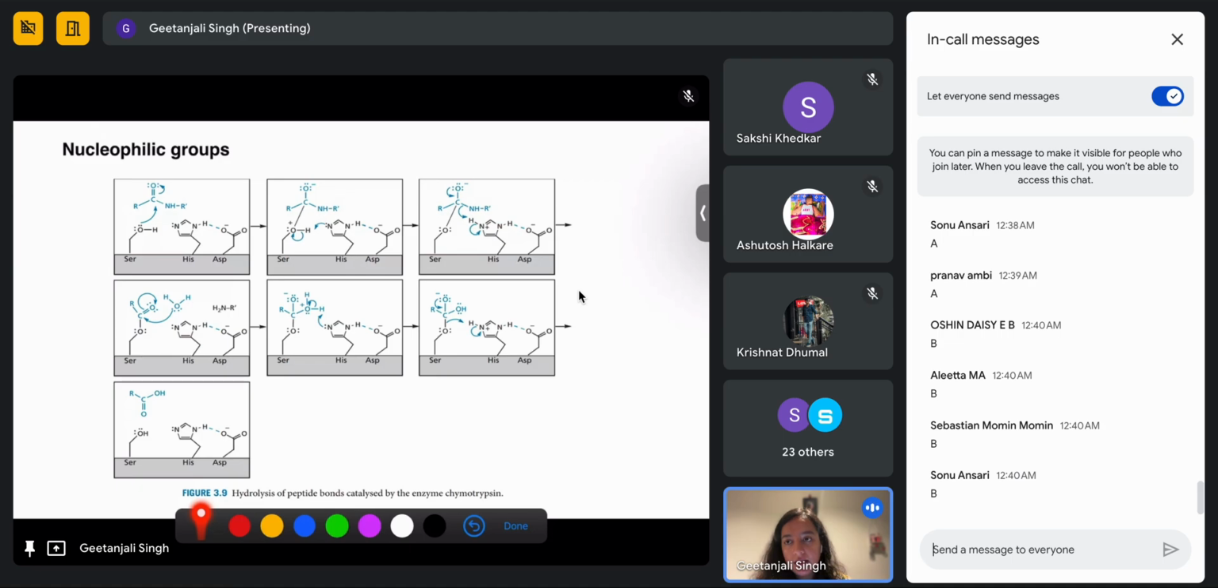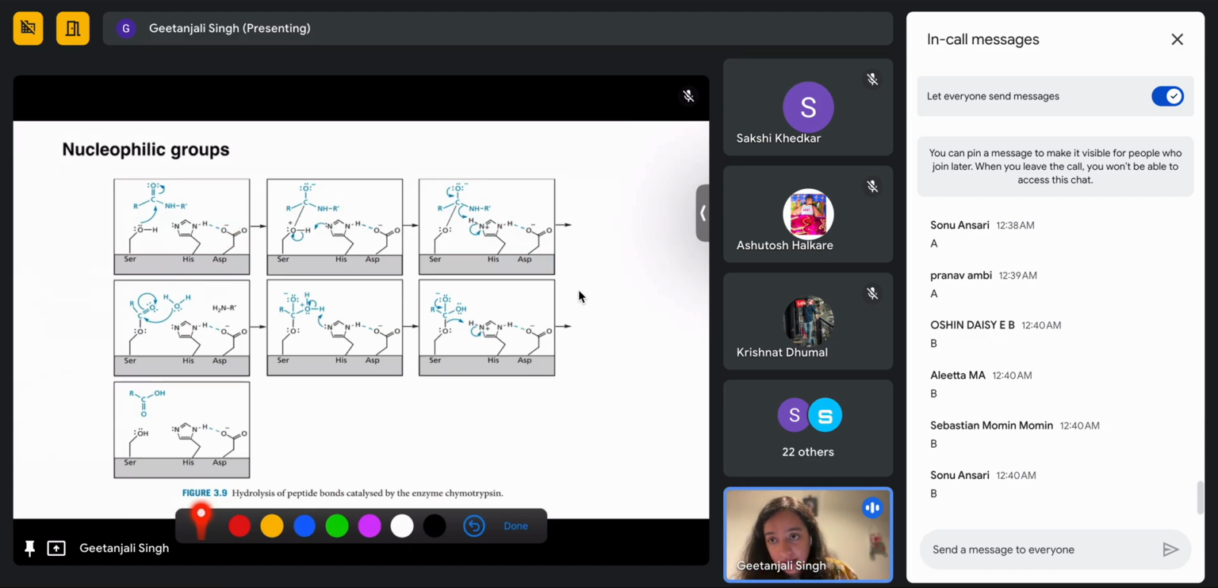The next mechanism is nucleophilic groups. This one is very interesting. Here you'll see how things work on. This is a triad. You can see serine, histidine, and aspartic acid. This is basically aspartate. You can see how they're working together is very beautiful. This aspartate, you can see, is trying to hold this histidine.